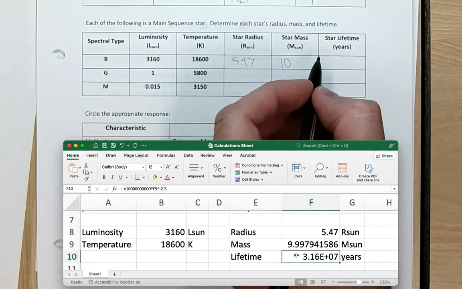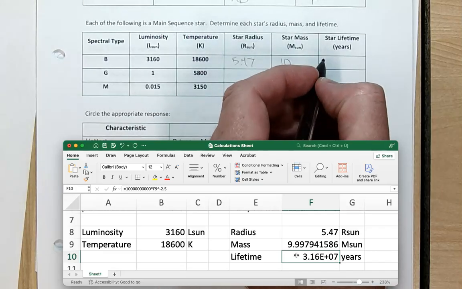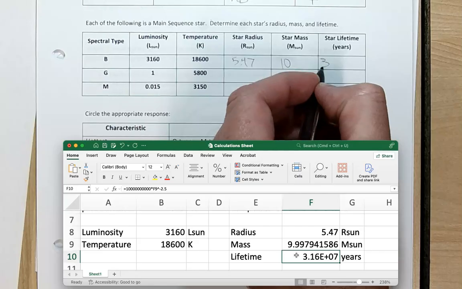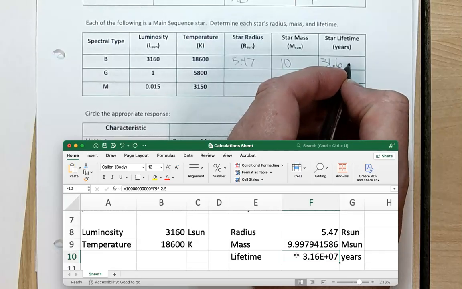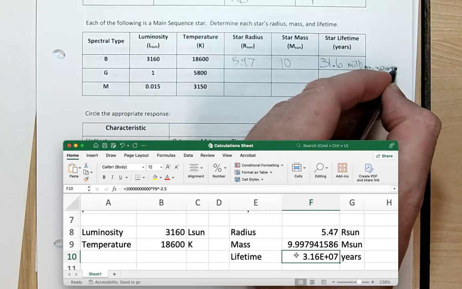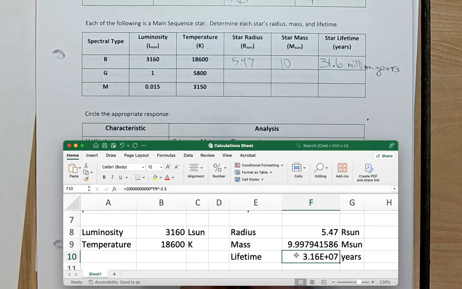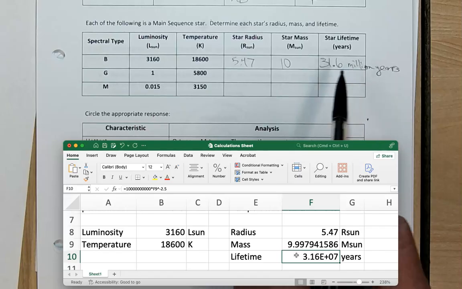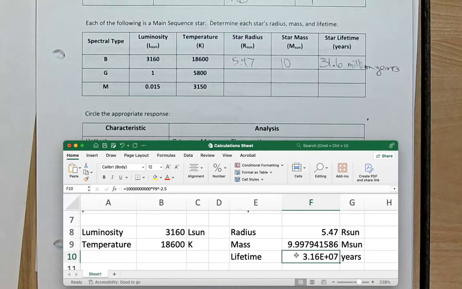You could put 3.16 times 10 to the 7 years, but what does that mean? What is 10 to the 7? 10 to the 7 is 10 million years. So that means that star is going to live 31.6 million years. But of course, you wouldn't write down 31.6 million years. You would write down 3.16 times 10 to the 7 years because scientific notation makes life easier.